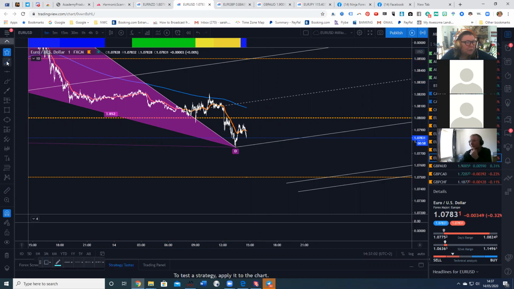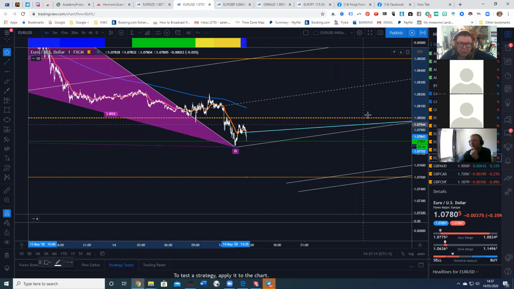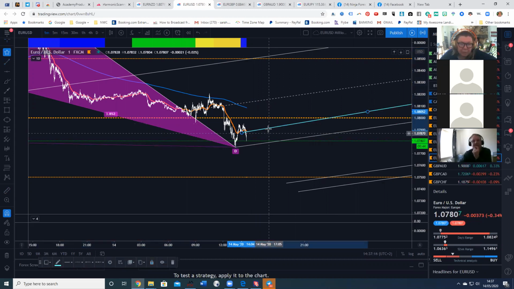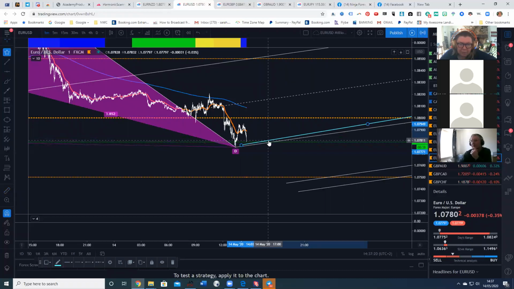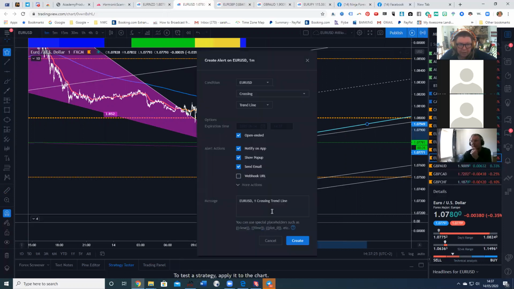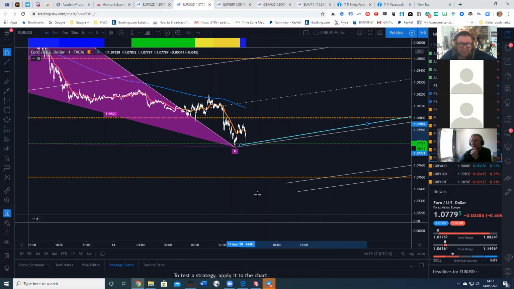very strange, my menu has definitely changed. I wonder if TradingView's updated things. Anyway, so trend line there, put the alert on, don't need to write anything special in, create alert. So we've got a break and a retest.